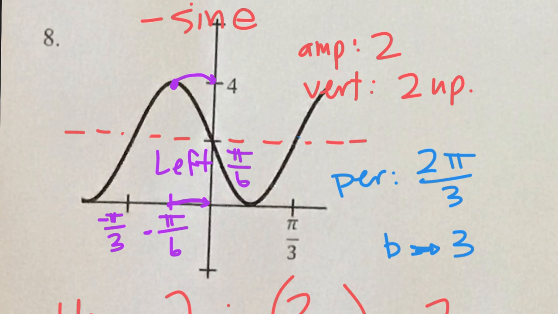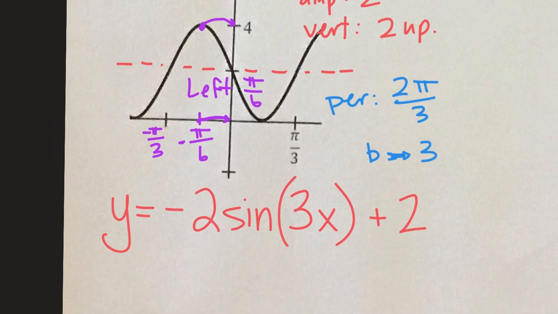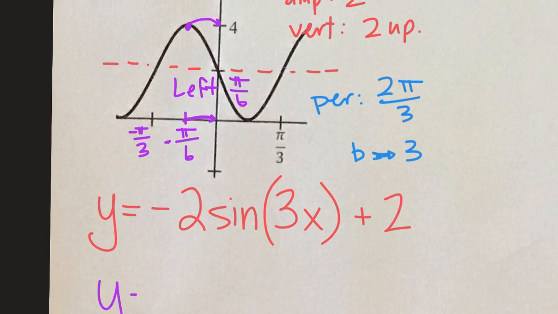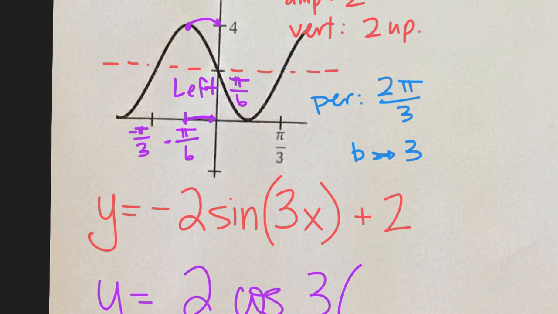So that's going to change when we write our cosine graph. It's going to be a positive cosine graph. So y equals 2 cosine of 3, right? Because there's a phase shift, your b value goes outside of your parentheses. X plus pi over 6. Because we have to move our maximum point to the right to get it back to where it's supposed to be. So a plus pi over 6 as your phase shift, and then up 2, so a plus 2 after your parentheses.